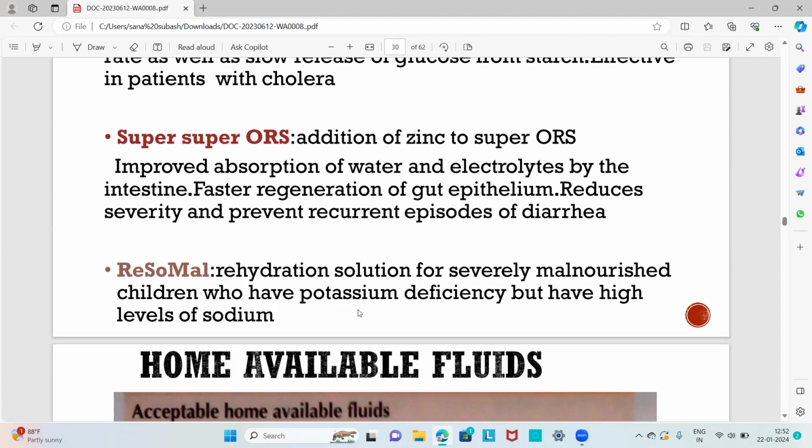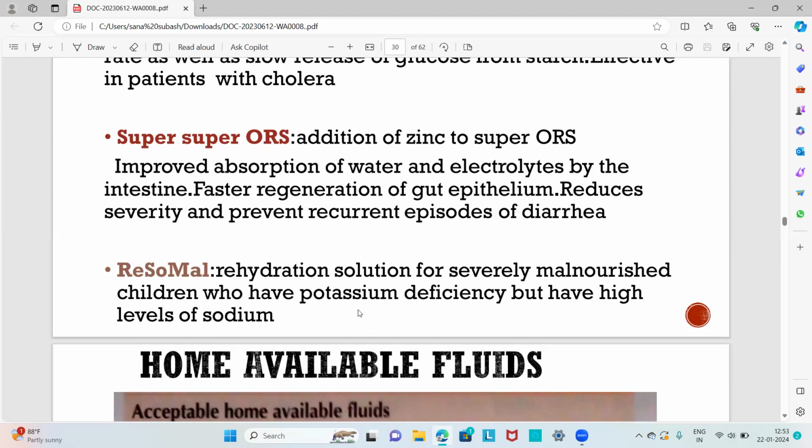Usually, at home, we prepare the ORS by adding the 1 liter sachet packet of rehydration solution to 1 liter of boiled and cooled water. This is the WHO oral rehydration solution.